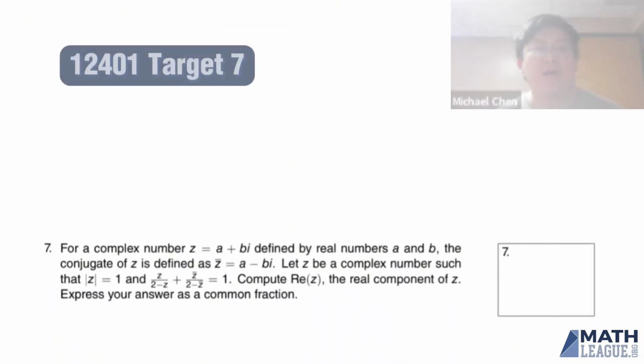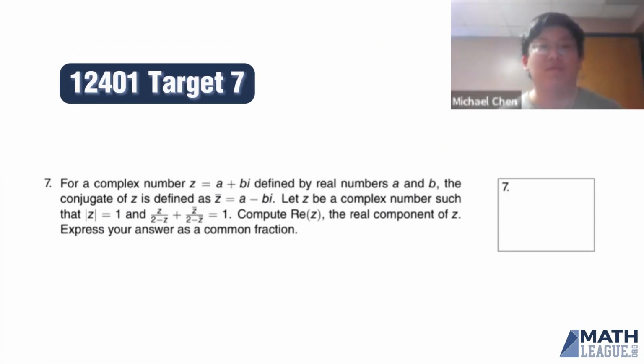All right, so we have target 7 here, and target 7 reads: for a complex number z equals a plus bi defined by real numbers a and b, the conjugate of z is defined as z bar equals a minus bi. So essentially what we're doing is we're just flipping the sign on the imaginary part, and that's called a conjugate.